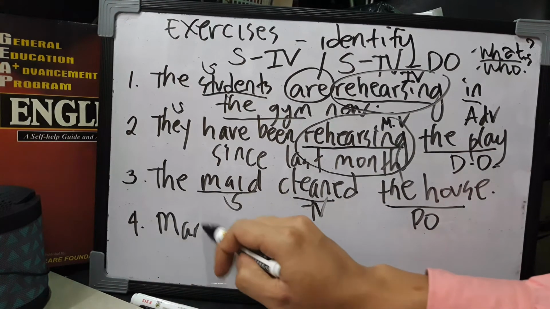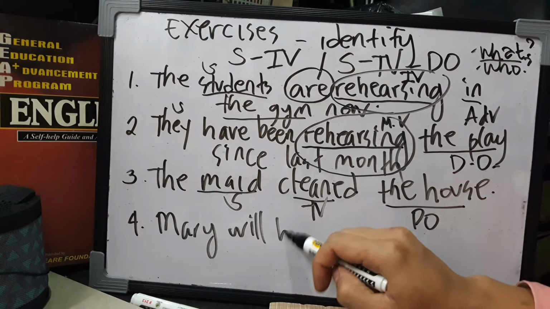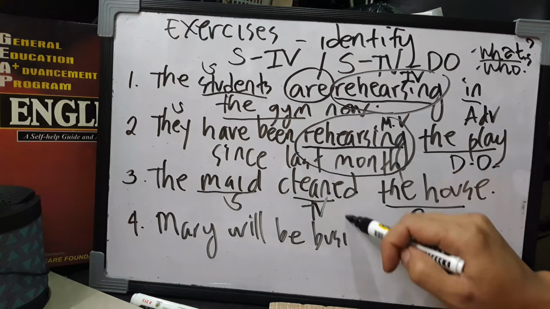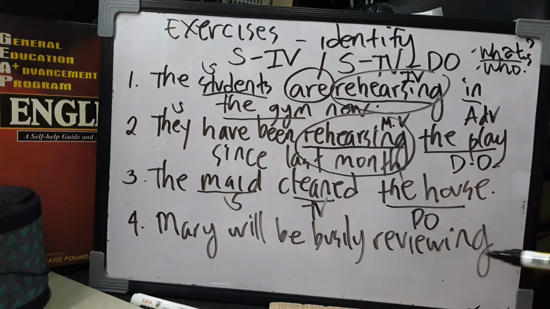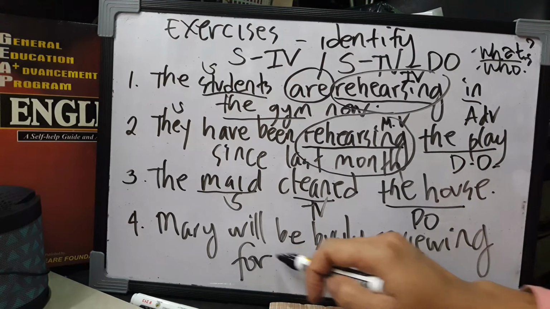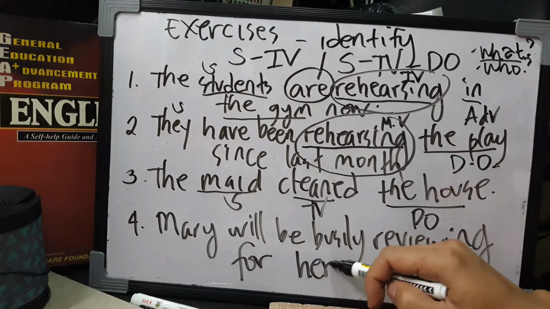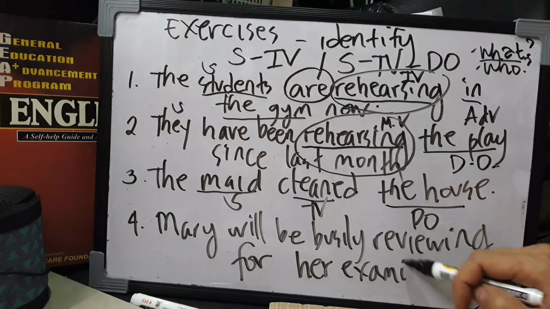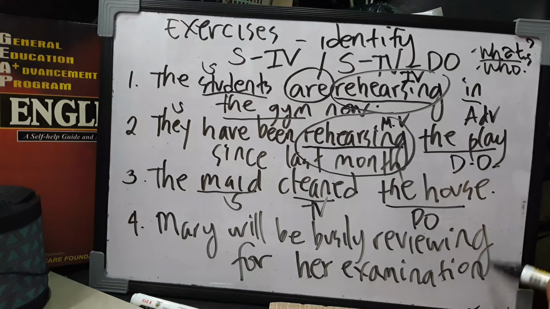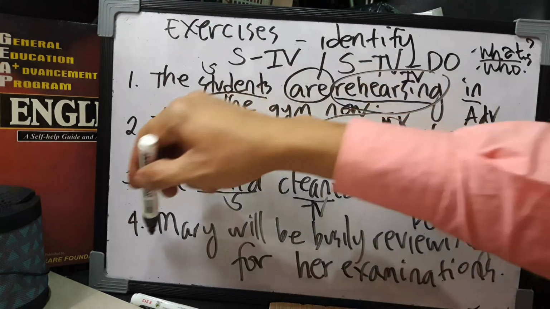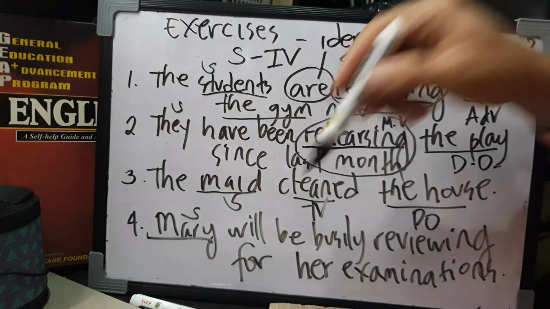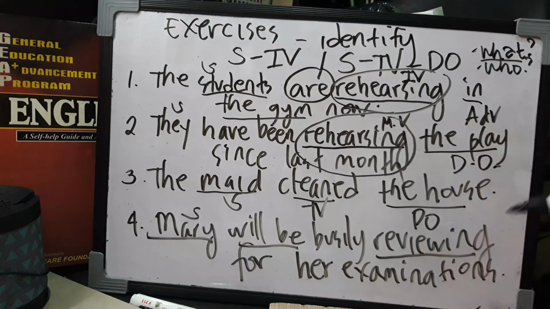Okay, guys, let's have number 4. So you can say Mary will be busily reviewing for her exams, for her examinations. So guys, what's the sentence pattern here? Mary is the subject, will be reviewing is an intransitive verb. Because do you have a noun here?